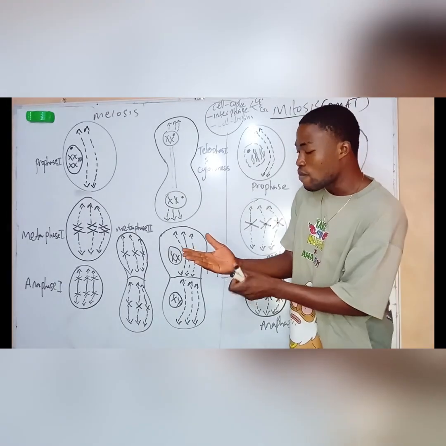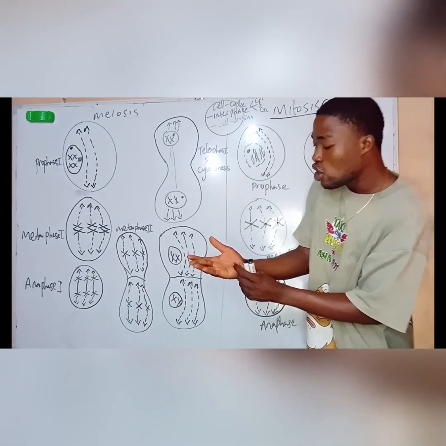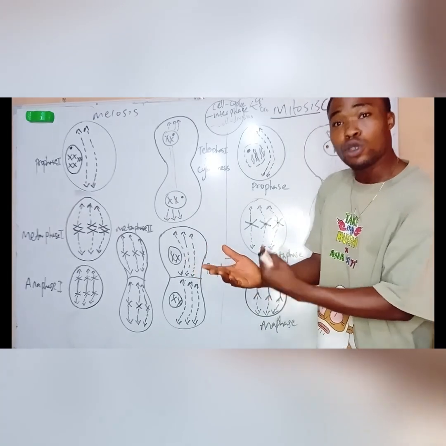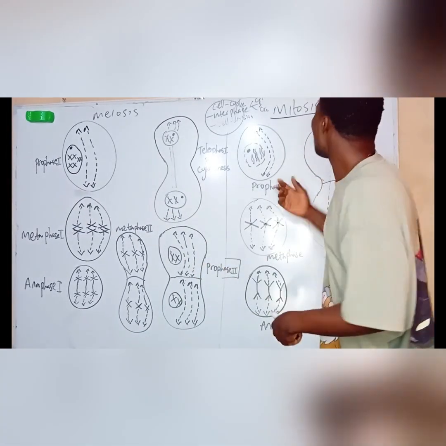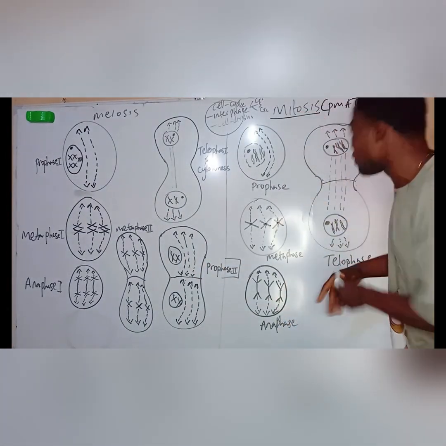So now one cell of my hand, we produce 2 cells. So 1 produces 2, 2 produce 4, like that. So that's how it works. But the stages are PMAT.